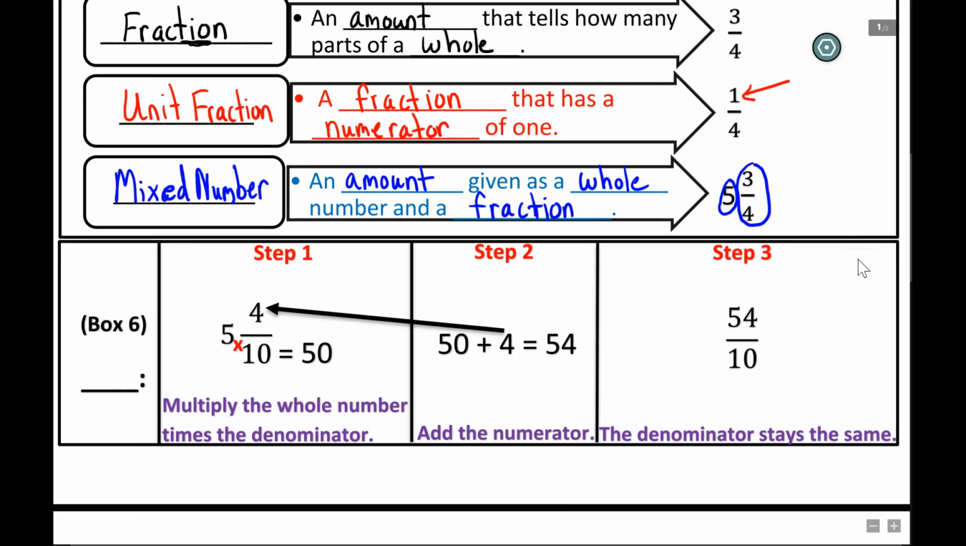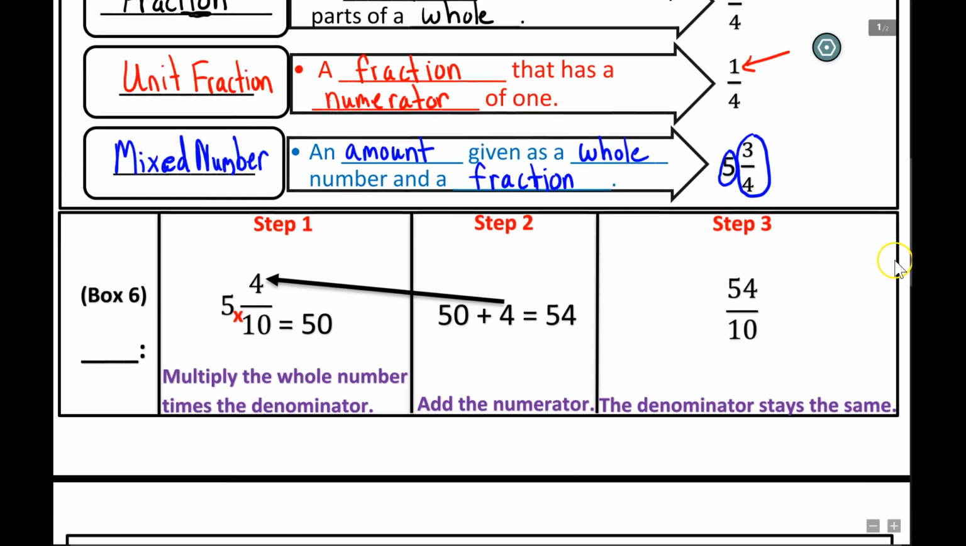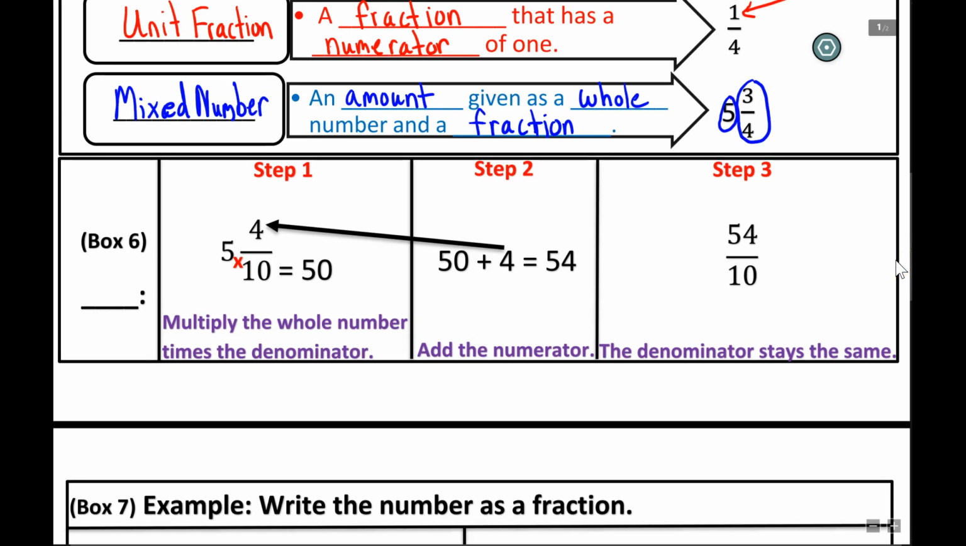And this lesson is pretty simple. There's only 3 steps, so as long as you follow these steps, I promise you the lesson will be simple. If you ignore them, then obviously it's going to be hard. So box 6, our critical attribute, the main component of today's lesson. Step 1, we are going to multiply the whole number times the denominator.